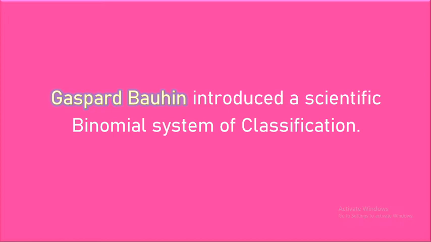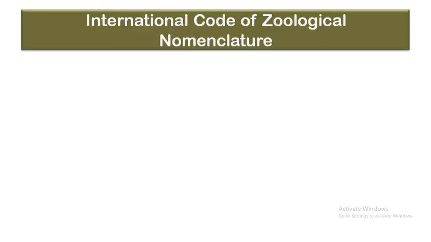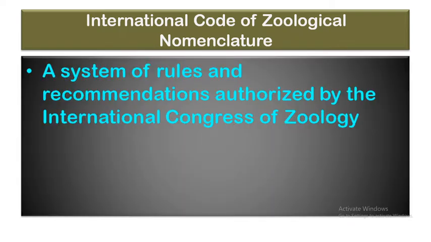Here are some references I have got about this. The term species was used for the first time by John Ray. Then the International Code of Zoological Nomenclature. So there are certain rules, and this code is a system of rules and recommendations authorized by the International Congress of Zoology.